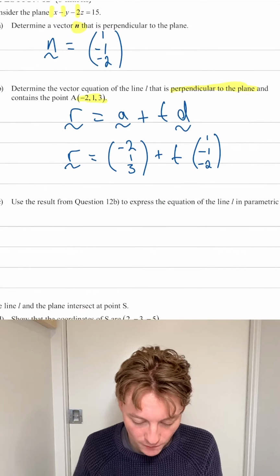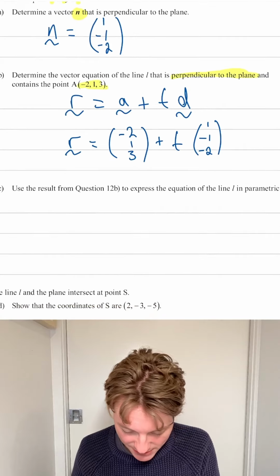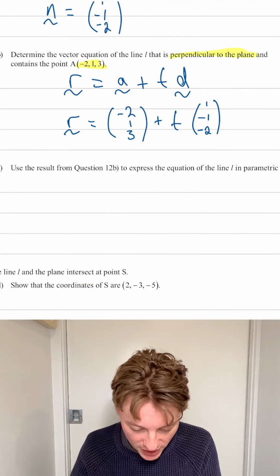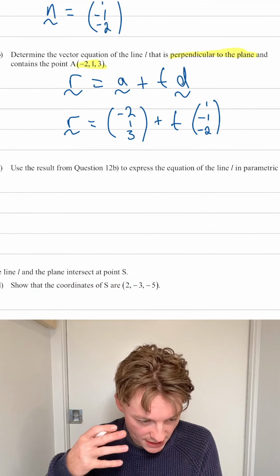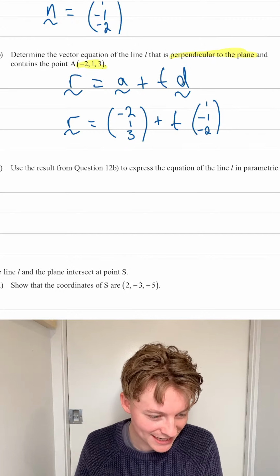Okay, so we found our vector equation of a line. Again, if we know the theory, the original stuff shouldn't be too hard.